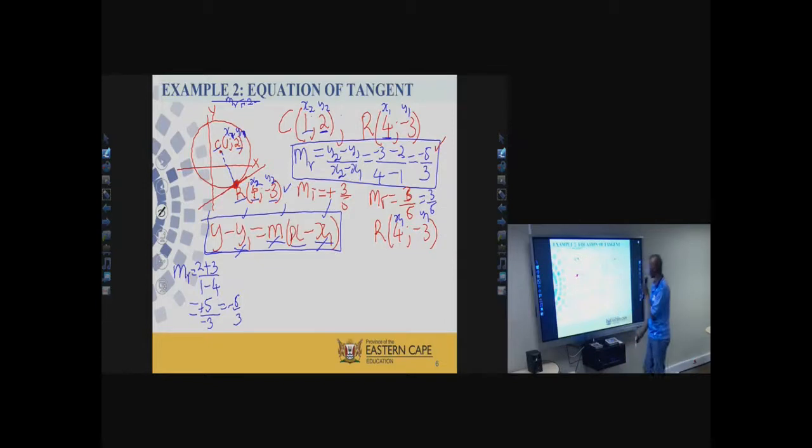You come back to that formula and do the substitution, and then you will be having y minus, and what is y1? Y1 will be negative 3, and it means it's y minus minus 3 which becomes plus 3, is equal to M for gradient. And what is your gradient? It's 3 divided by 5 into x minus. And what is your x1? Your x1 is 4. And then once you do substitution, the rest is algebra.